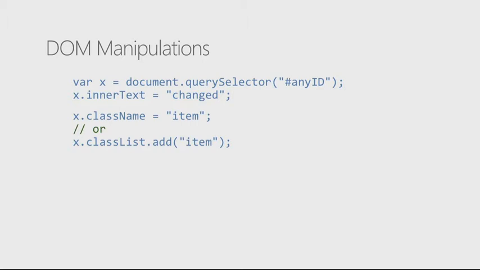Another thing that you can do is change the class name. Let's say you've identified styles in your CSS, which is a good practice, to put the styling there. Now you want to change this element to have a different class name, or add one if it didn't have one before. So in this example, x.className equals item means it's going to do just that. This will now have item as its class name.